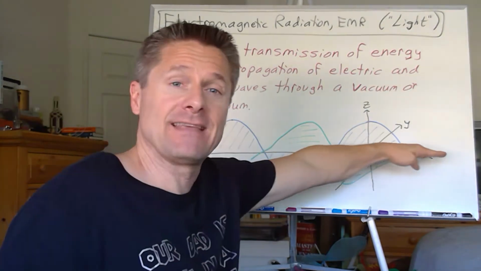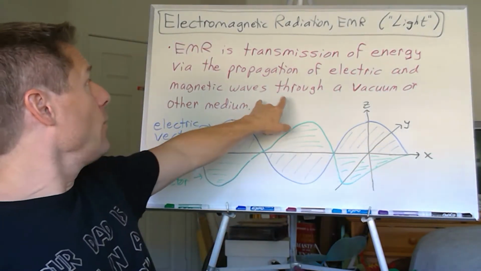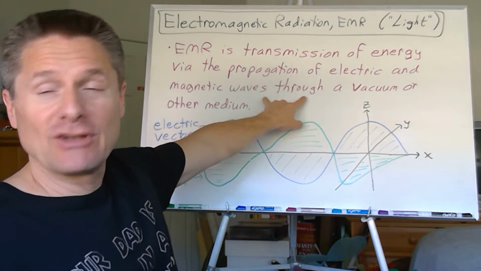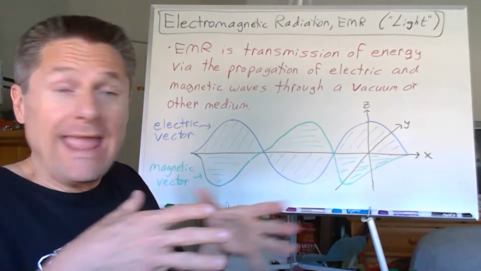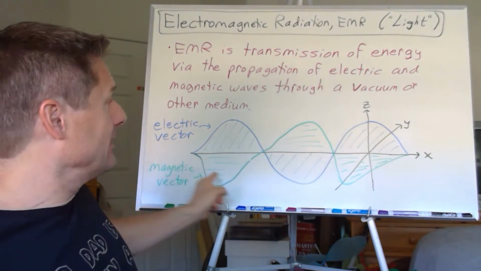So if you've got light, say, for example, propagating along the x-axis, it will have a propagation of electric and magnetic waves, right? The blue ones I drew as an electric vector and the green ones as a magnetic vector.